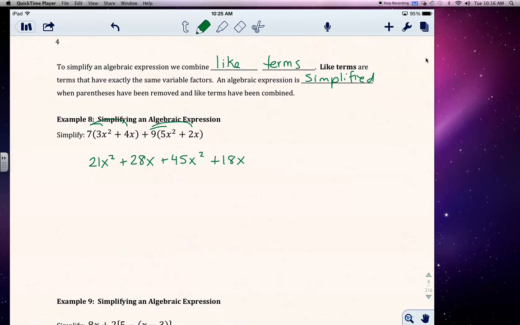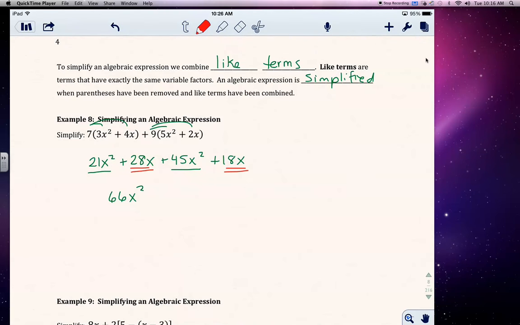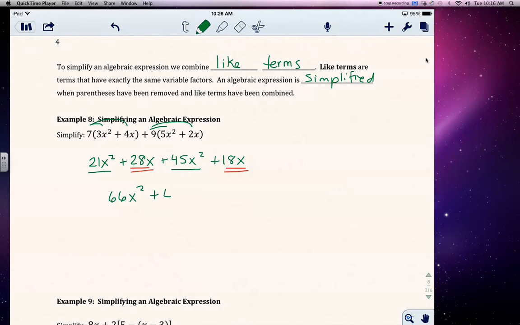Now I'm going to go ahead and combine like terms. So what I've done first was I removed the parentheses, and then now I'm going to combine like terms. So I'm going to go ahead and combine this term with this term because I have the same variable factors, the x squared. What I'm going to do is I'm going to take the 21 and add it to the 45, and I'm going to keep that variable factor. The 21 plus 45 is 66. That's 66x squared. Now I'm going to go ahead and combine these two terms, they both have the same variable factor of x. Take 28 plus 18, and I get 46. I get plus 46x.